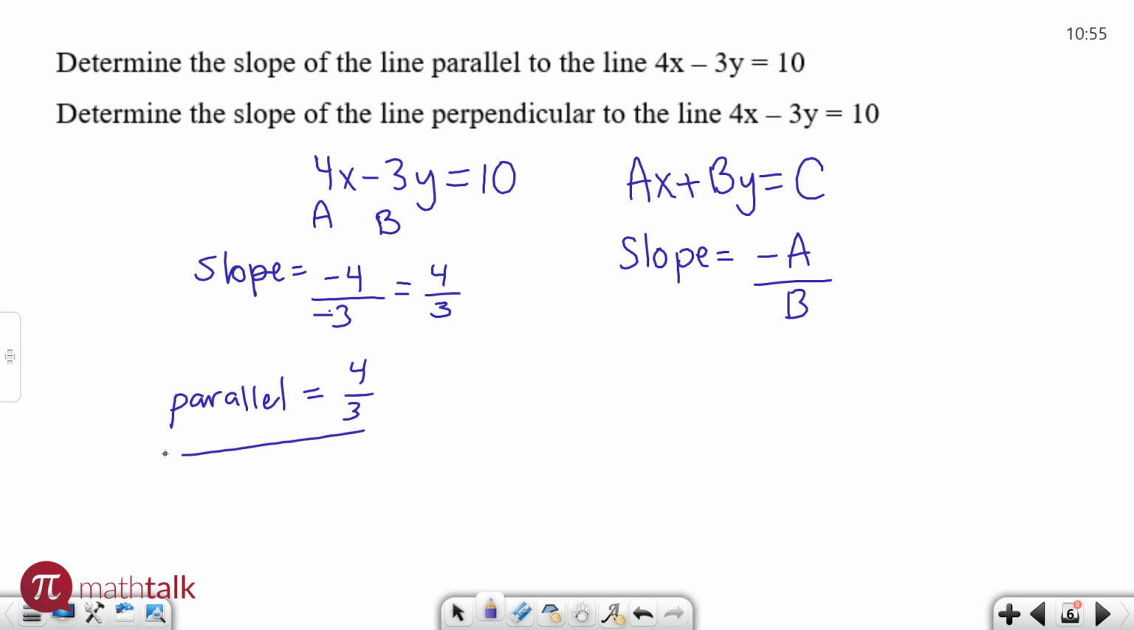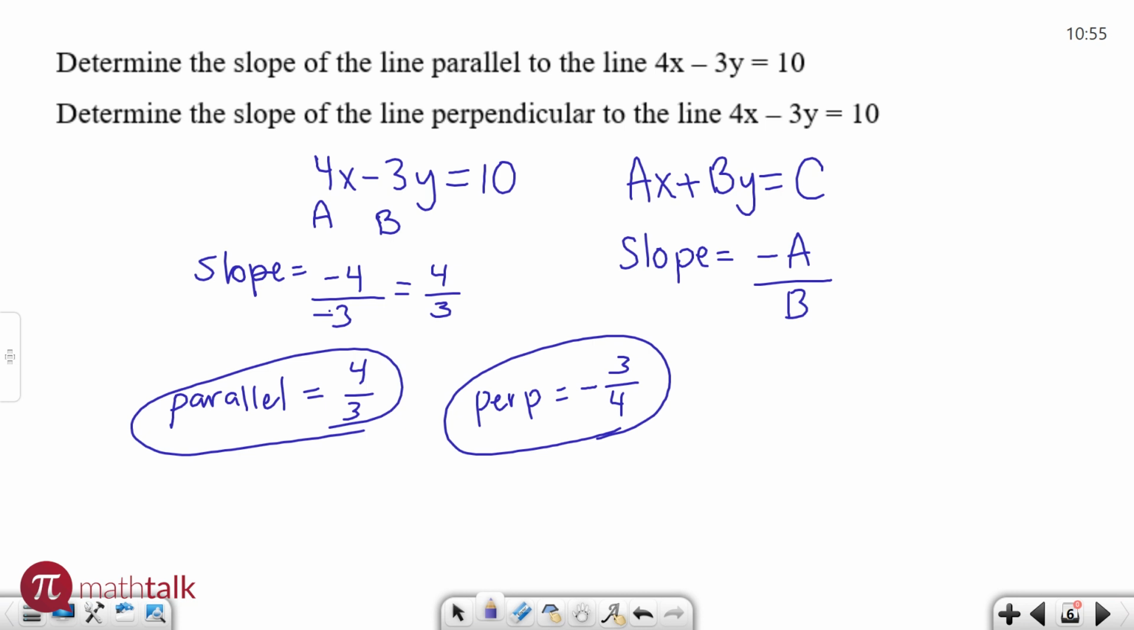Okay? The perpendicular slope, to find the perpendicular slope, there's two steps. One, you flip your fraction. So I'm going to write it as 3/4. And then you change the sign of the fraction. So it's positive here. I'm going to make it negative. It's a two-step process. And that's all it is. So the perpendicular slope is negative 3/4. All right? Parallel lines have the same slope. Perpendicular lines have what's called a negative reciprocal. You flip the fraction, change the sign.